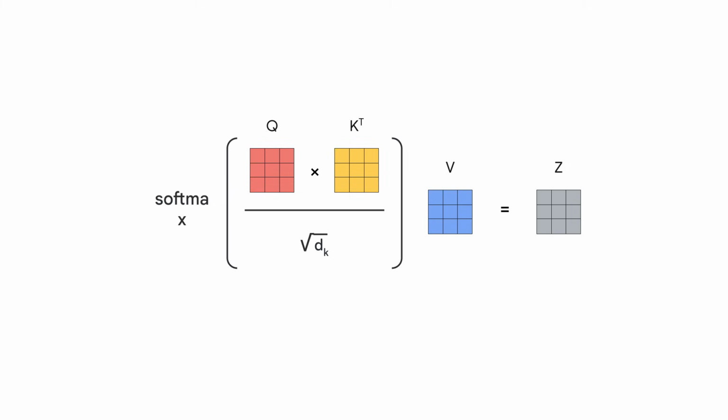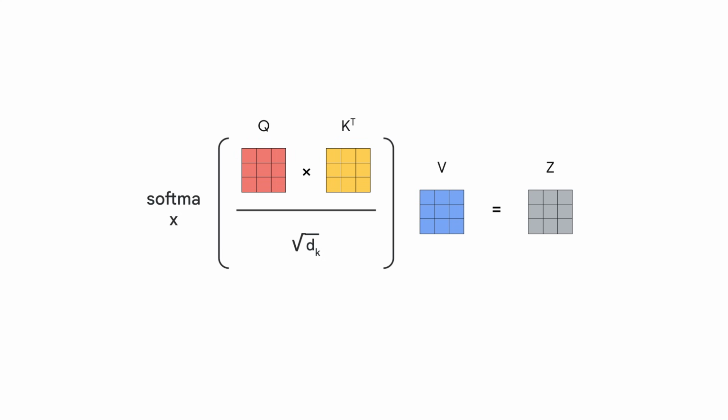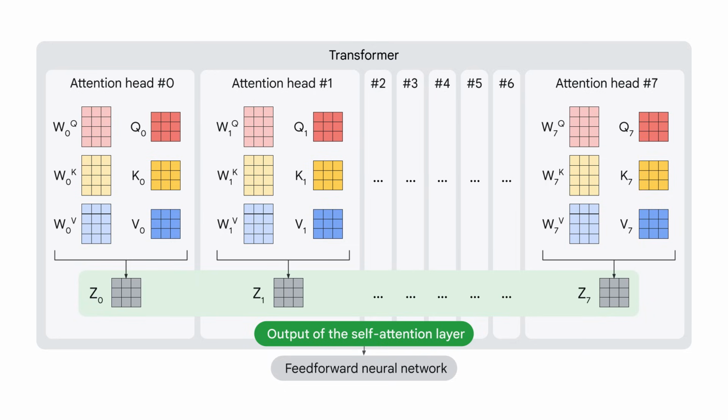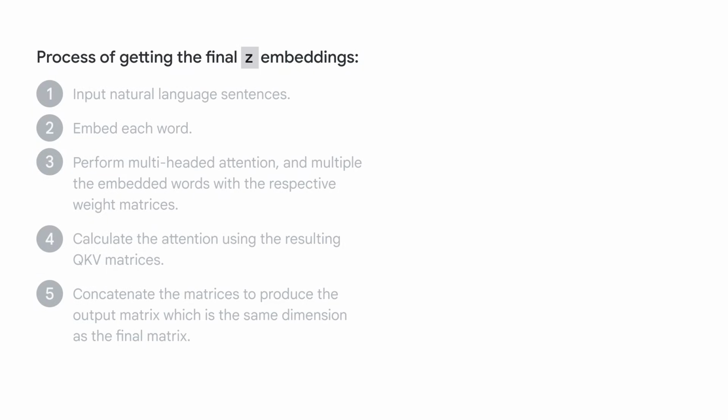The intuition here is to keep intact the values of the words you want to focus on and leave out irrelevant words by multiplying them by tiny numbers like 0.001, for example. Next, we have to sum up the weighted value vectors, which produces the output of the self-attention layer at this position for the first word. You can send along the resulting vector to the feed-forward neural network. To sum up this process of getting the final embeddings, these are the steps that we take.